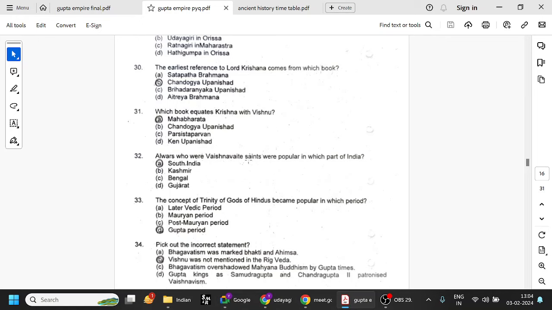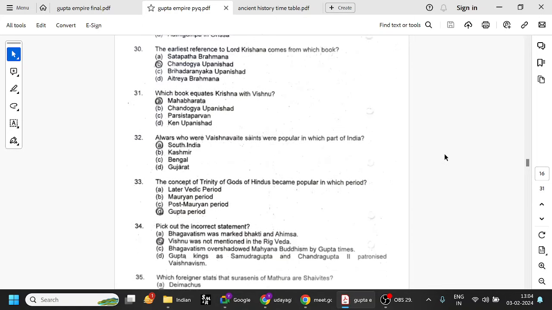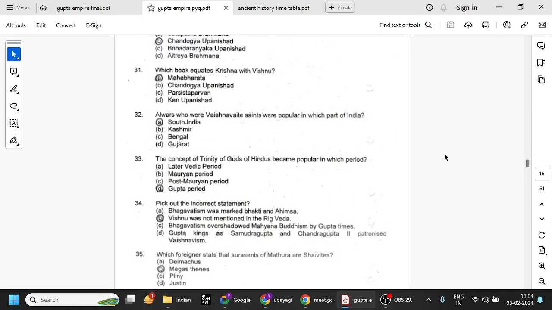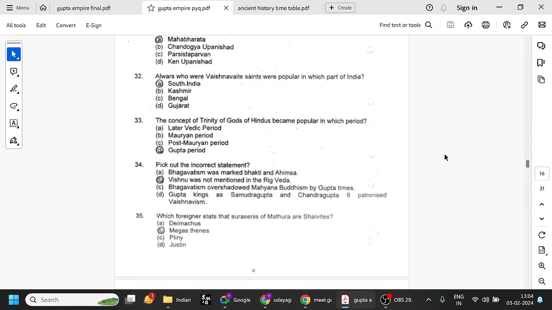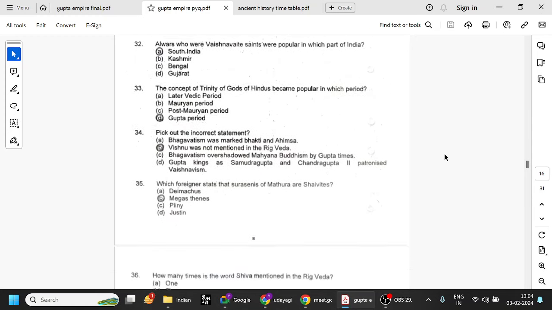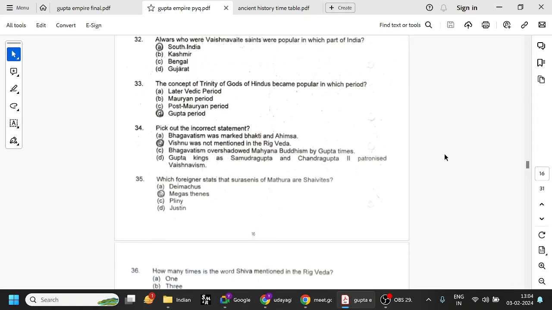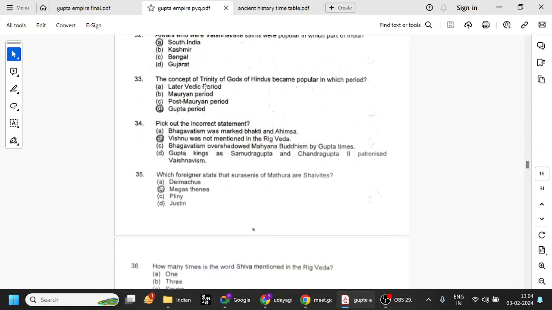Alvars means Vaishnavites, were popular in South India. Nayanars means followers of Shiva. Shiva devotees are called Nayanars and Vishnu devotees are called Alvars. Try to remember that, and that is in South India, 7th century. So, Brahma, Vishnu, Maheshwara, Trinity of Gods became popular during the Gupta period.